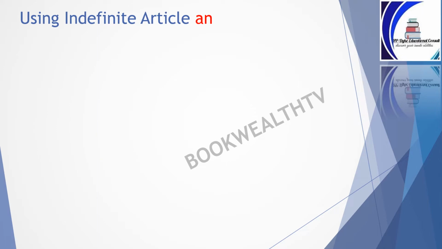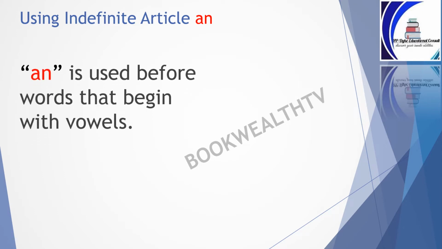Here we have using indefinite article an. Article an is used before words that begin with vowels. Do you remember the 5 vowels in the alphabet we listed earlier? Here they are again: A, E, I, O, U. See the examples on the next page.